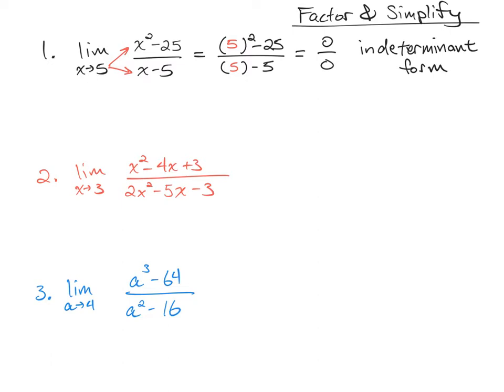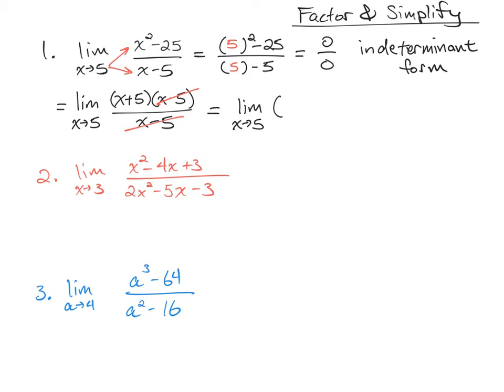So, if you'll remember back, the limit as x approaches 5, the numerator can be factored into x plus 5 times x minus 5, all over x minus 5. Now, we can simplify this fraction a little better. And how we do that is we can cancel out the x minus 5 with the x minus 5, and we get the limit as x approaches 5 of x plus 5.